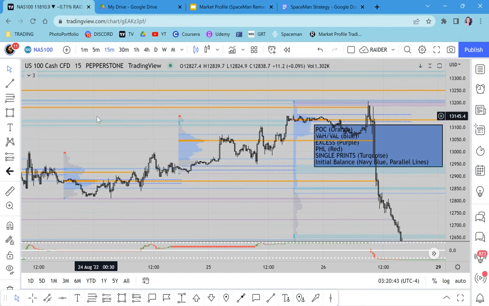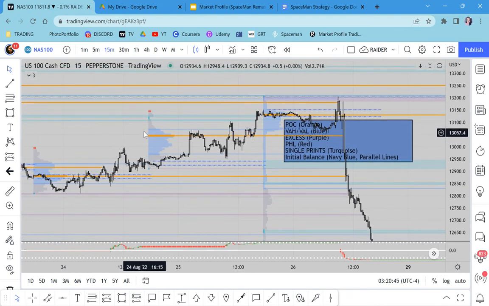Oh, I'm sorry. These are previous single prints. I apologize. So what probably would have happened is, I guess you could have waited for a retest on the initial balance if you wanted to trade it that way, and aim for the single prints that are up here.